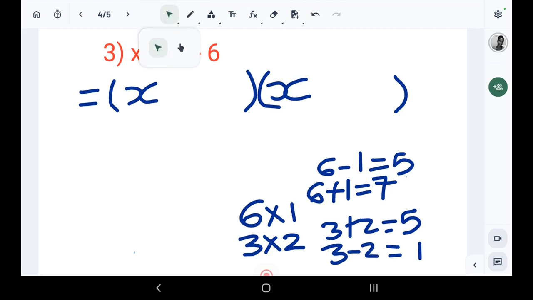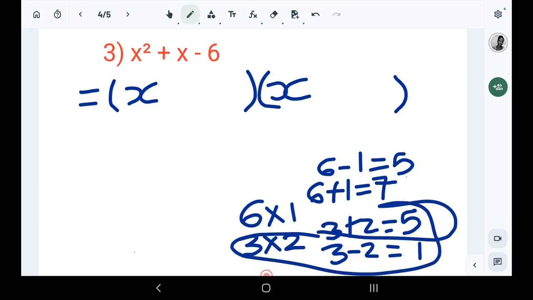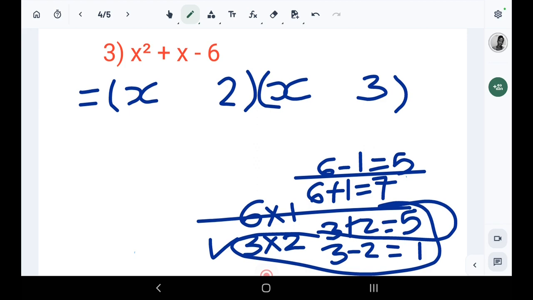In the middle, we've got a 1. So automatically, the factor pair that will work for this one is that which gives us 1. So that factor pair is 3 and 2. This is the correct factor pair, 3 and 2. The other one we cross off. Now we put 3 here and 2 there, or you can put 3 on the first pair of brackets and 2 on the other pair of brackets. It does not really matter which order you put them.